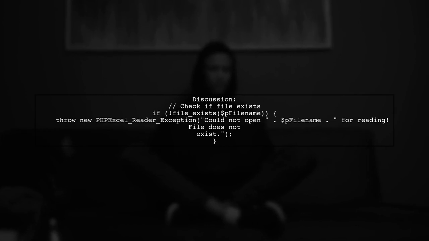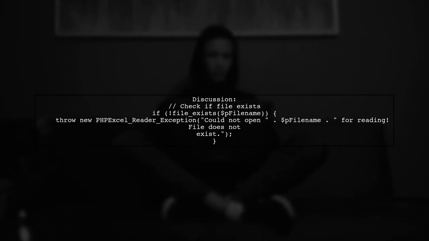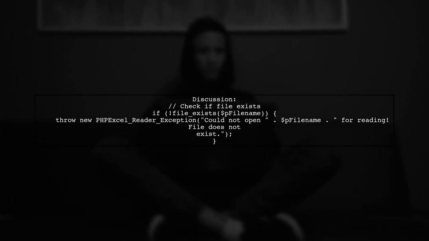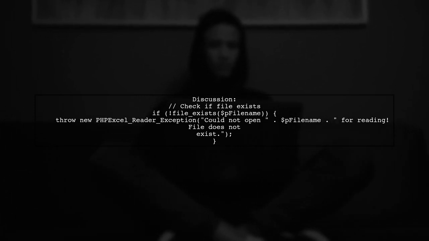Keep in mind that the PHP Excel library checks if the file exists using the file exists function, which only works for local paths, not remote URLs.